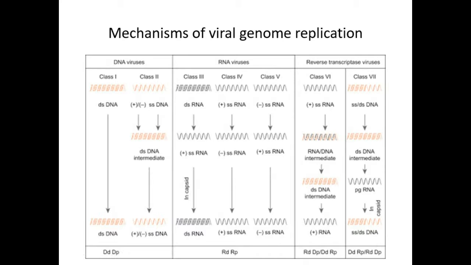But I still don't understand. So eventually, if we keep talking about class 7, then it will produce a single-stranded or double-stranded DNA that will be encapsulated. The other ones, if they start positive, have to go negative, and then you end up with the replicated positive RNA, like this one here, number 4. Okay, thank you.